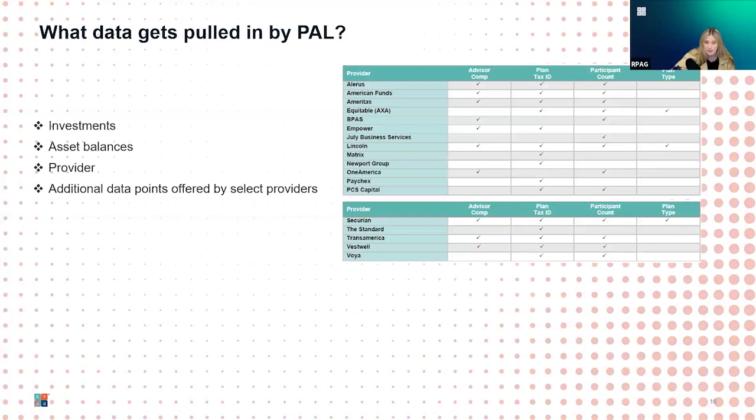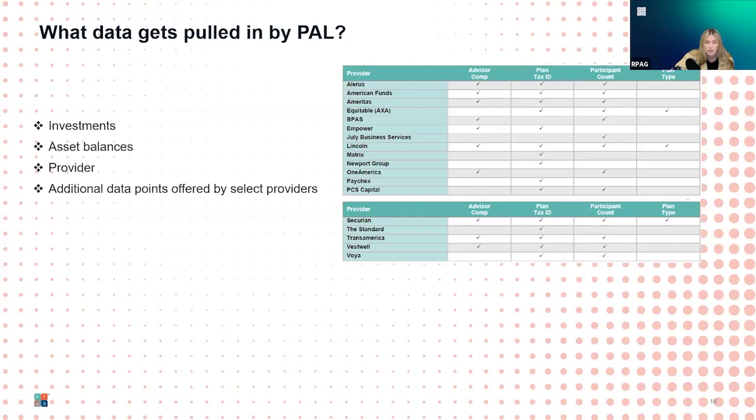So after we've submitted that PAL form, while we're waiting, what data can we expect to be pulled in by PAL? Investments and asset balances, so all of your funds and all of their balances will be pulled in by PAL across all record keepers, as well as provider. So you'll notice when you are taking a look at your investment card after a PAL feed has come in, the provider is already selected in there for you. You will need to select the product. Please keep that in mind, but the provider will be pre-filled.